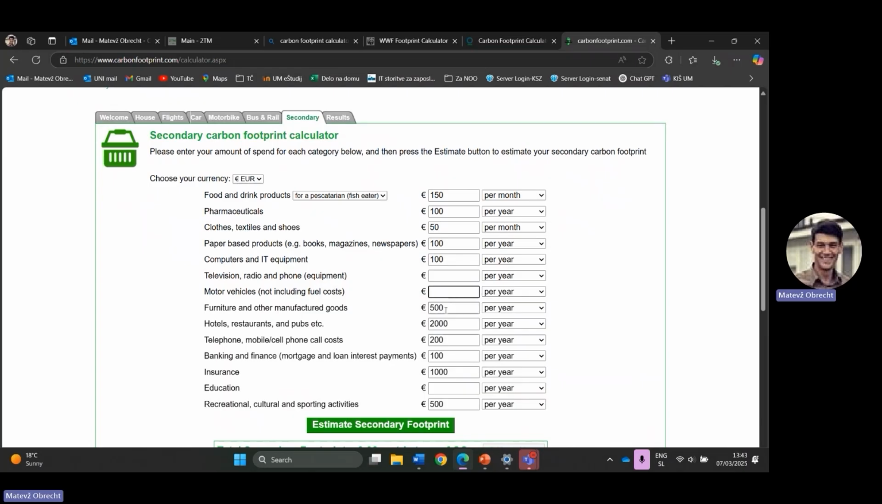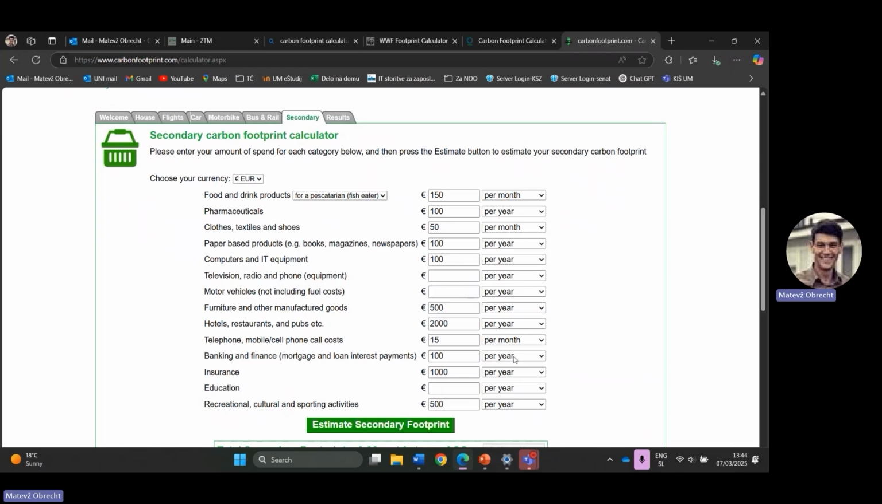Furniture, like I mentioned, I bought something, so I've just put in like 500 euros. Hotels, restaurants, a little bigger amount in my case because of lots of traveling. Telephone, so approximately 15 euros per month I pay for the mobile phone. So let's say approximately 200 euros per year, or maybe easier to say it like this: 15 euros per month. So we can give in the exact data from the bill.